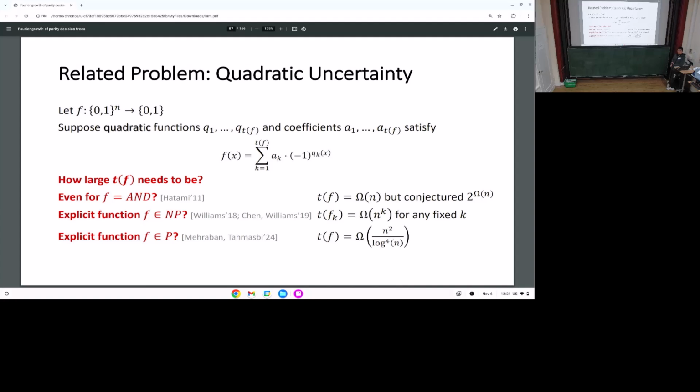So there are no explicit functions for which you know the lower bound is 2 to the n? No. We know it's 2 to the n for a random function. That you can prove. But we don't know it for any explicit function.